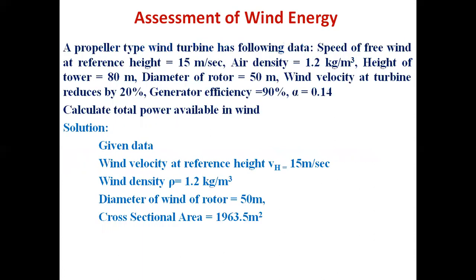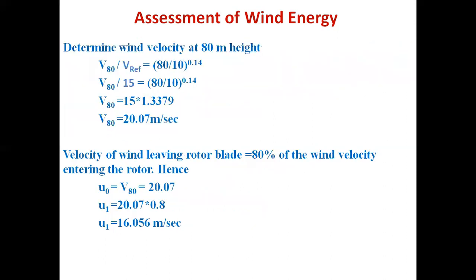So this is also given in the question that wind velocity at turbine reduces by 20%. This means whatever velocity of the wind is entering the wind turbine, after working on the wind turbine, when it leaves the turbine, its velocity reduces by 20%. So it is just 0.8 times the velocity of the wind available at 80 meter height.